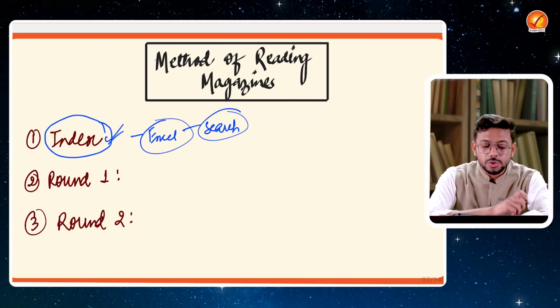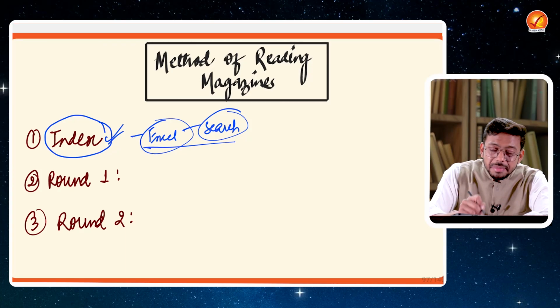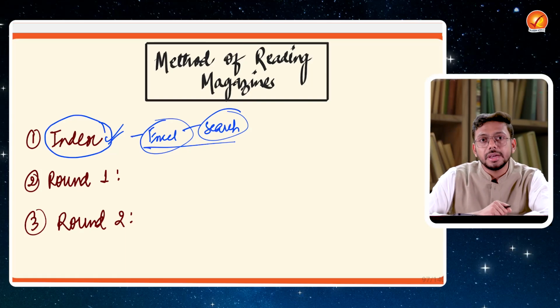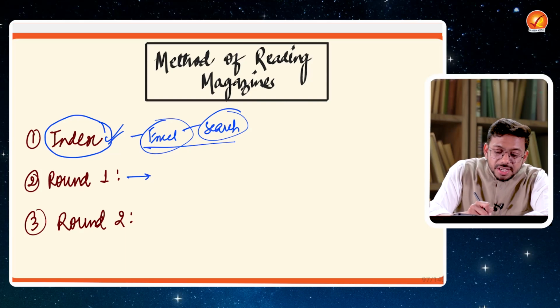Okay, that is what you have to do. So creating a culmination of the index is very, very important. Fine. Now what is there in round 1?